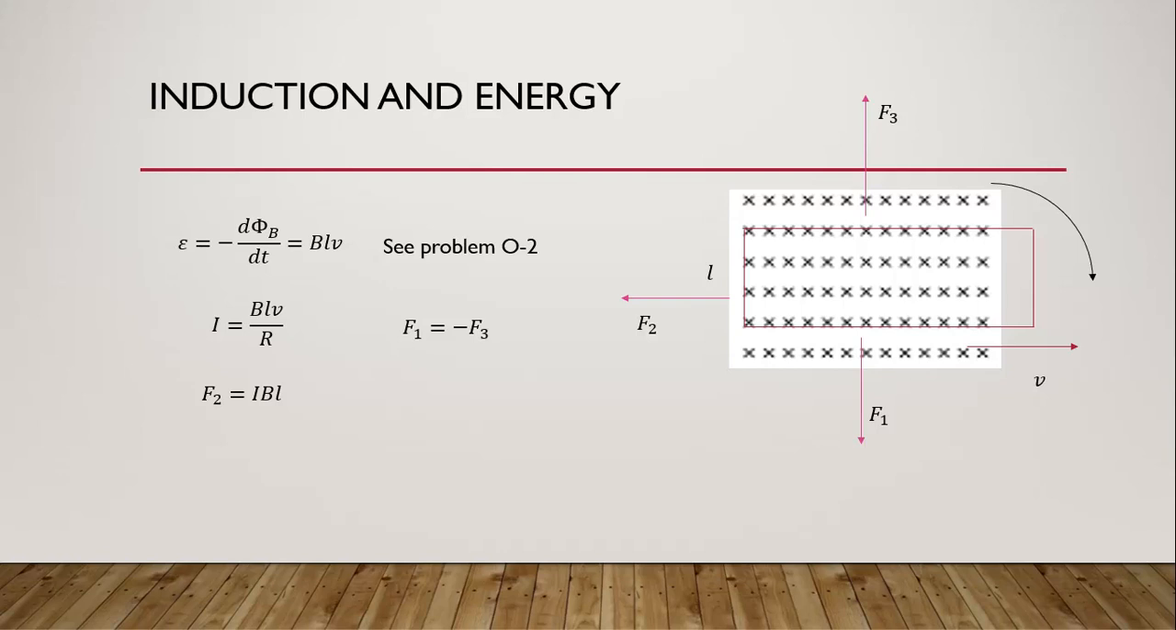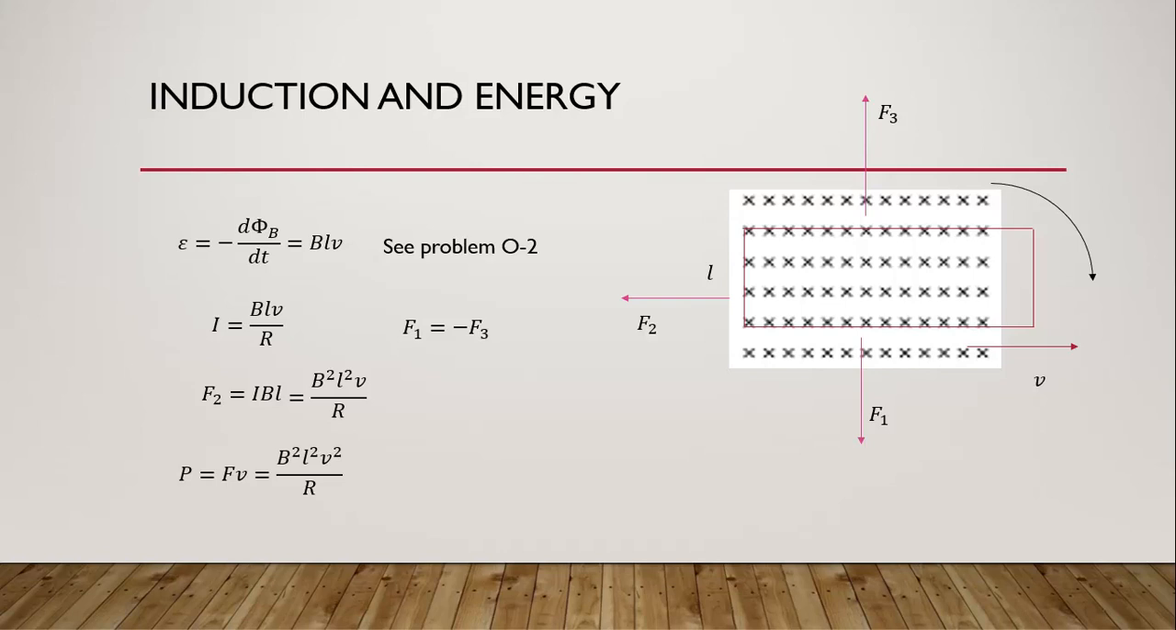And the way I would calculate that is I times B times L. And I can plug in what I is: I is B L V over R. So we get the force that is being applied on the wire due to the magnetic field is B squared L squared V over R. Which means if you're pulling this wire through this magnetic field at a constant speed, that is also the force you would have to apply on the wire.